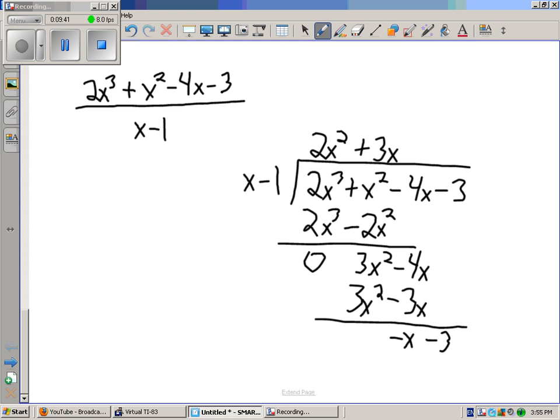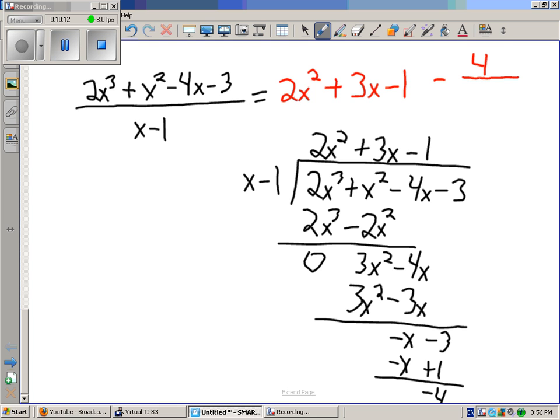X goes into negative x minus 1 times. Negative 1 times x is minus x. Negative 1 times negative 1 is plus 1. Negative 3 minus 1 is negative 4. So, alas, we have a remainder here. When we divide, we get 2x squared plus 3x minus 1, and then we're left with minus 4. And as in our earlier remainders, that 4 is still being divided by our denominator, x minus 1.